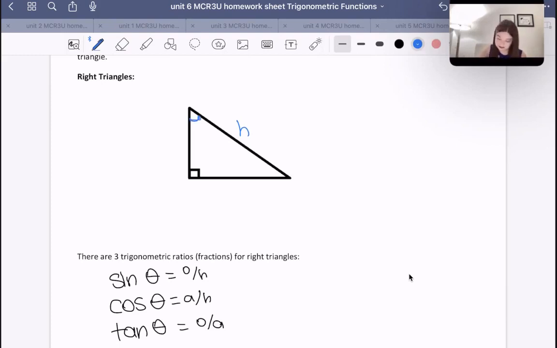Because if it's this angle, then here we have our opposite and here we have our adjacent. But if it's this angle, then here's our adjacent, and this is our opposite. So it just depends. And that's something that confuses a lot of people.